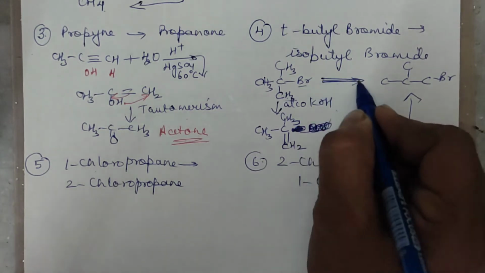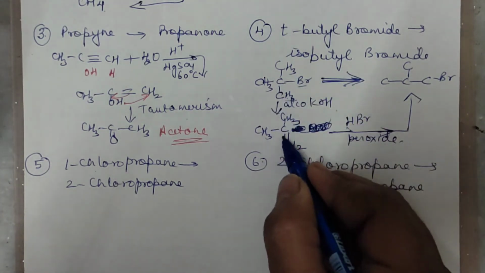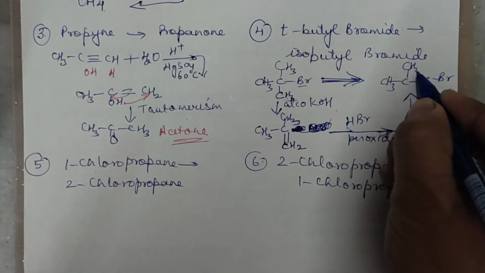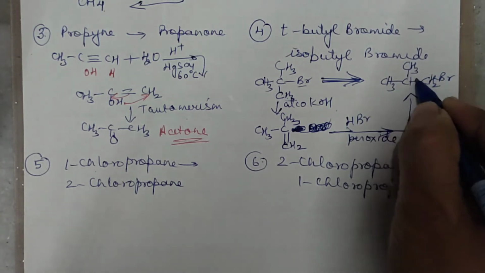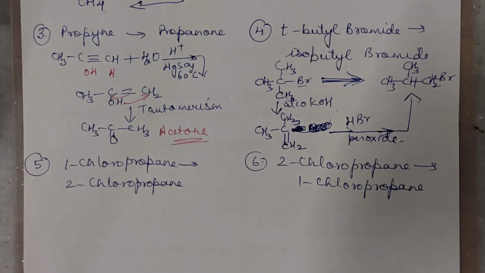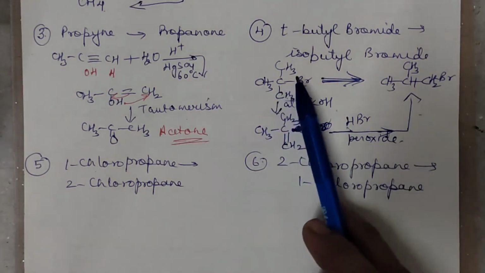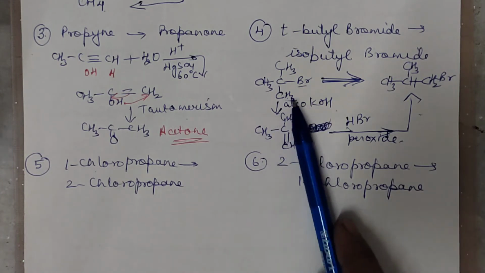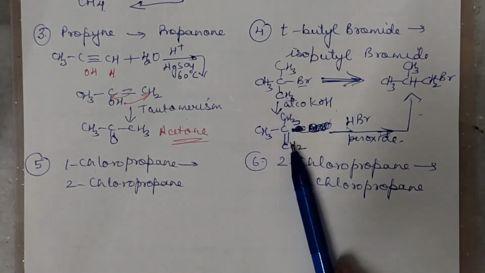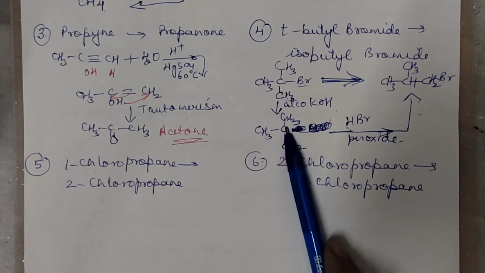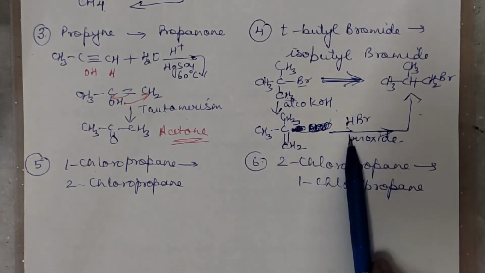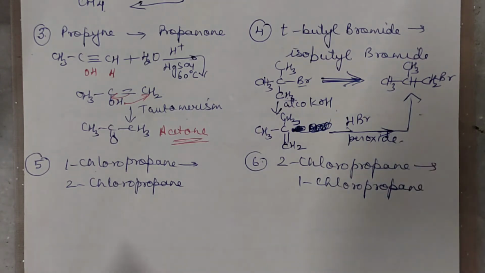This was our desired reaction. But this is how you will go. You will go this way. This is CH3, this is CH3, this is CH2, and this is CH. This is isobutyl bromide. Tertiary butyl bromide, alcoholic KOH. First you remove Br and H. You will get this, and then against Markovnikov you want to add that HBr. So in the presence of peroxide you will get this.